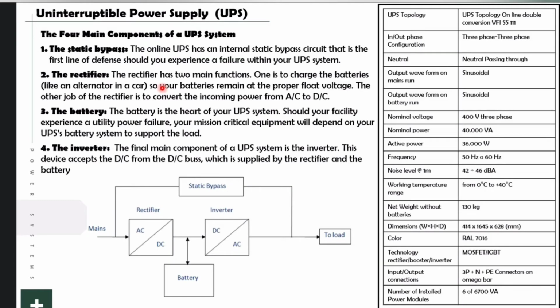And there are four main components for the UPS system: the static bypass, the rectifier, the batteries, and the inverter. See here in this drawing, this is a static bypass, and here this is a rectifier. The rectifier converts the voltage or the current from AC to DC, and the second function of the rectifier is to charge the batteries, like an alternator in a car. And here the inverter again converts the current from DC to AC.